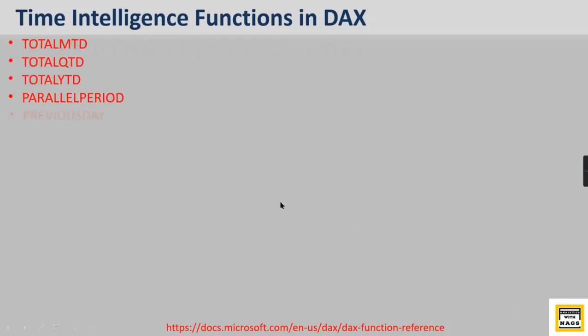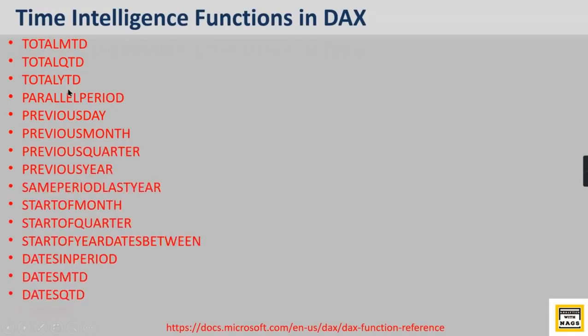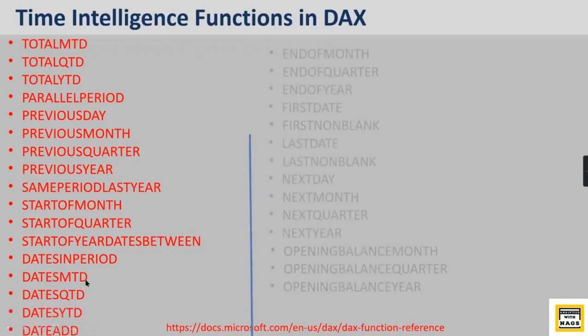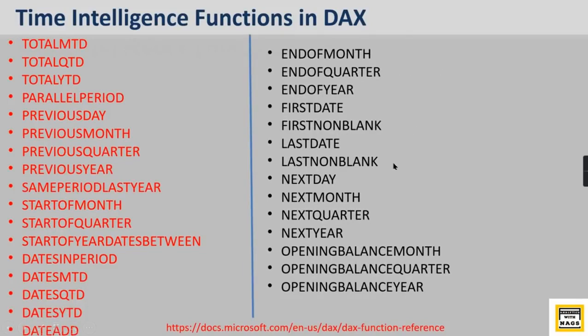So what are those functions? You can see total MTD, QTD, YTD, parallel period, previous period. All these names are self-explanatory, and there are other uncommonly used functions: next day, next month, next quarter. Most businesses use MTD, YTD, QTD or previous period, same period last year. And as and when needed, you can use functions like first date, last date. It depends upon how people use the code. If you are not aware of all these functions, I will give you some examples so that you will understand what we are doing.